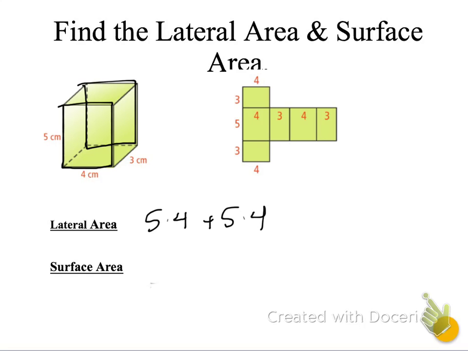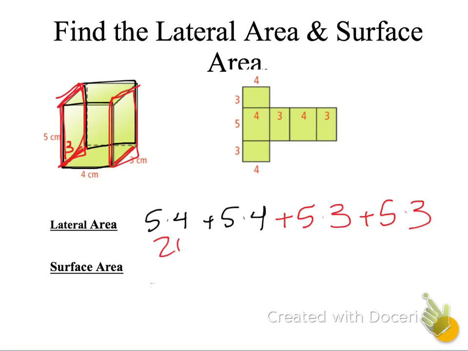My side, I'm going to do a different color. We'll do red. So this side that you can see on that outside right there is 5. But this 3 matches this. So this is 3. So that one's actually 5 times 3. And then we have to do the other side of it over here. So another 5 times 3. Okay, so 5 times 4, we got 20 plus 20 plus 15 plus 15, which gets you 70 centimeters squared. So we're still talking about area, so make sure you have the squared.